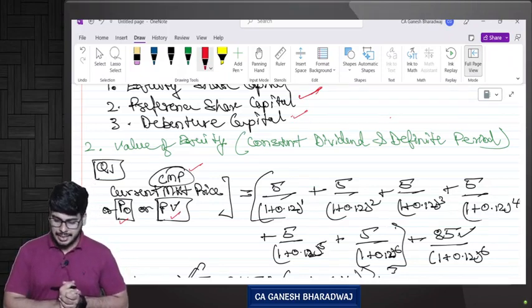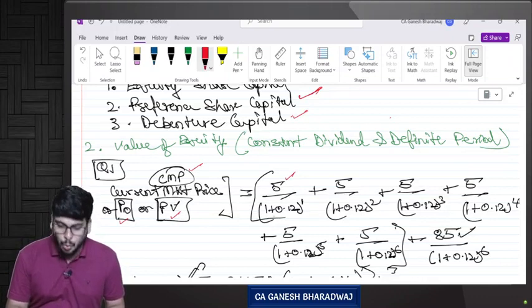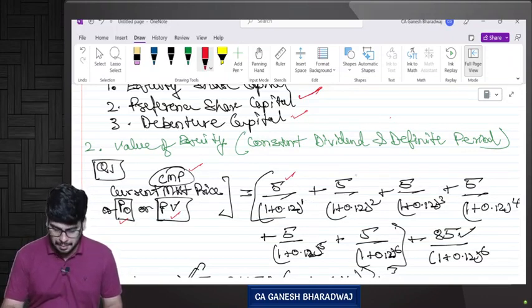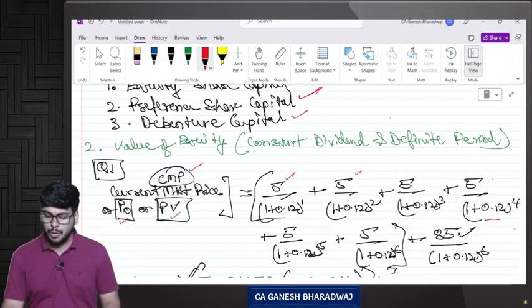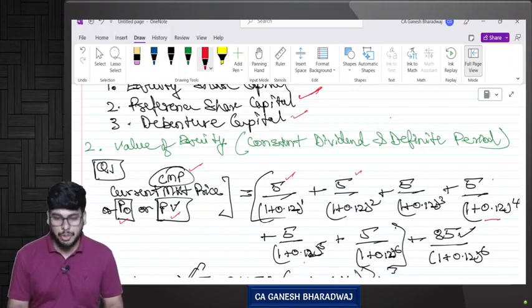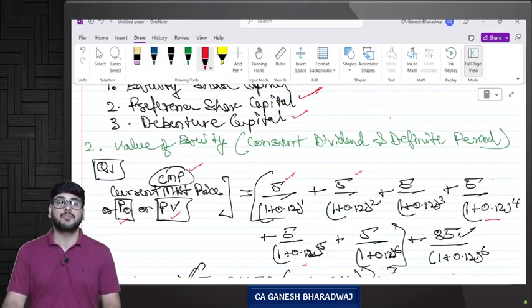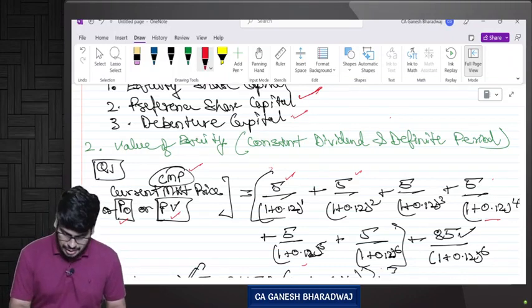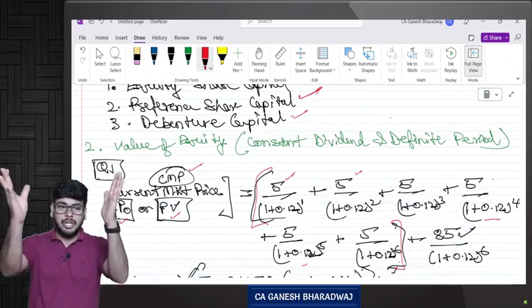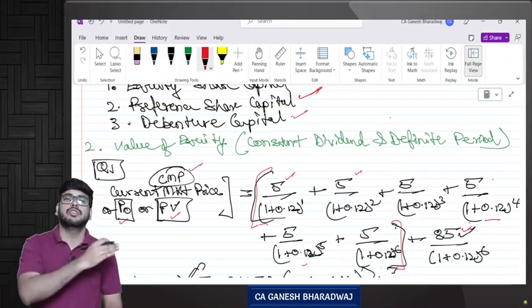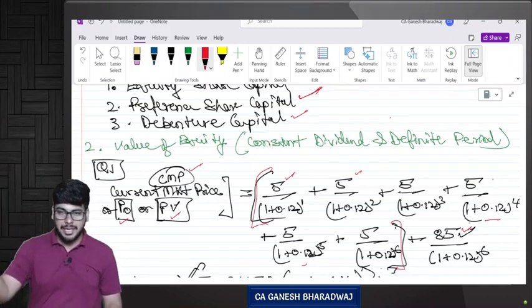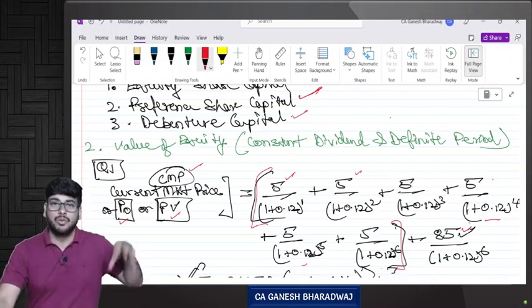The current market price is nothing but 5 divided by 1 plus 0.12 to the power 1, plus 5 divided by 1 plus 0.12 to the power 2, plus 5 divided by 1 plus 0.12 to the power 3, plus 5 divided by 1 plus 0.12 to the power 4, plus 5 divided by 1 plus 0.12 to the power 5, plus 5 divided by 1 plus 0.12 to the power 6, plus 85 divided by 1 plus 0.12 to the power 6. Correct or not? Or this is nothing but the present value of all the dividends plus the present value of sale proceeds, or in other words, the present value of all the cash inflows that I will be receiving is the present market value of the particular share.